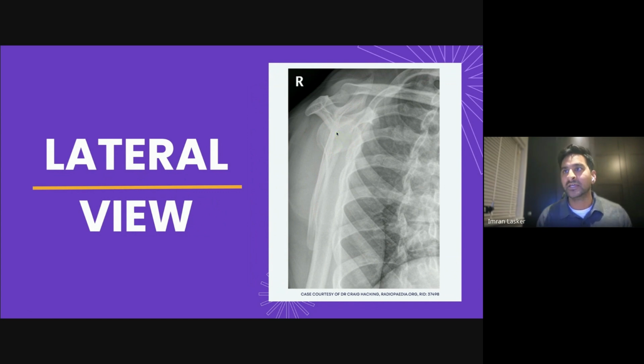Very, very important, because if it's gone forward or backward, then you'll know from this particular view. It's very good for looking for anterior or posterior dislocations. Also quite good for looking at the lateral aspects of the ribs, because as you can imagine, when you're looking straight on, because the ribs are a curvilinear thing, you can sometimes miss fractures.